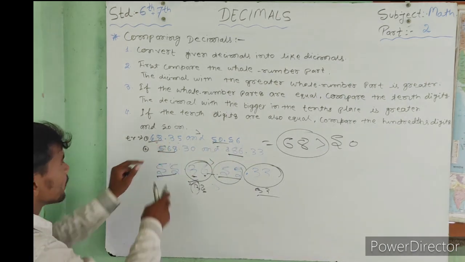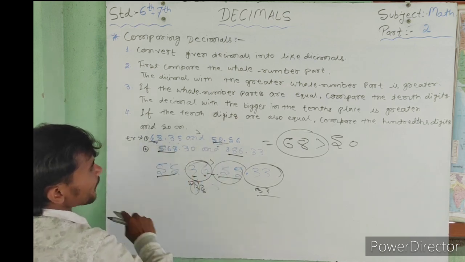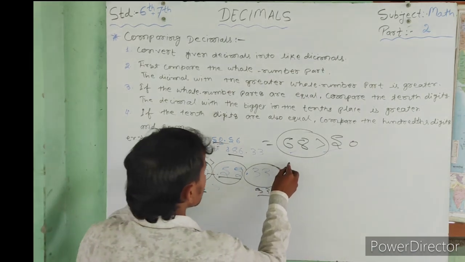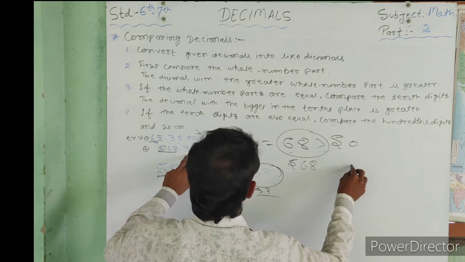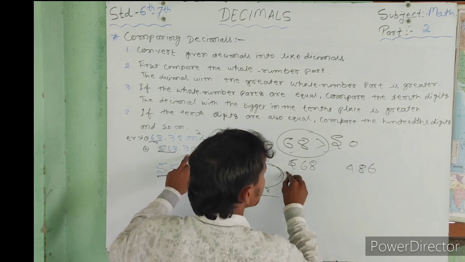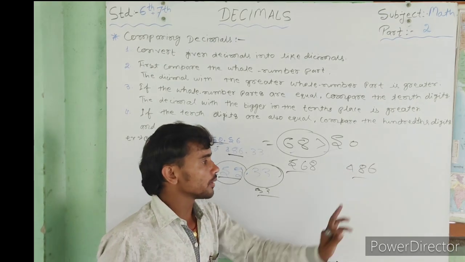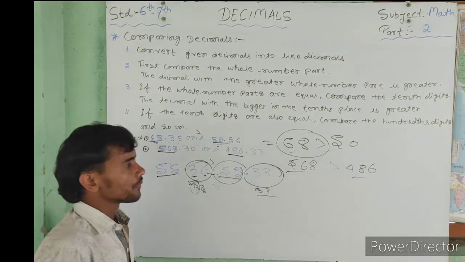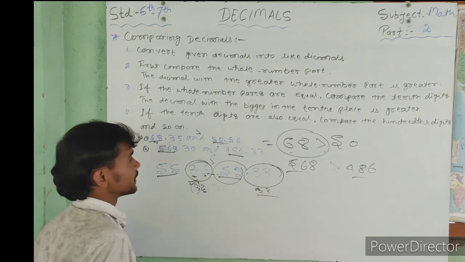and 50.56. Here 68 and here 50, so 68 is greater. And next, 568 and 486, which is greater? 568 or 486? 568 is greater than 486. So you also put the sign the same way here.